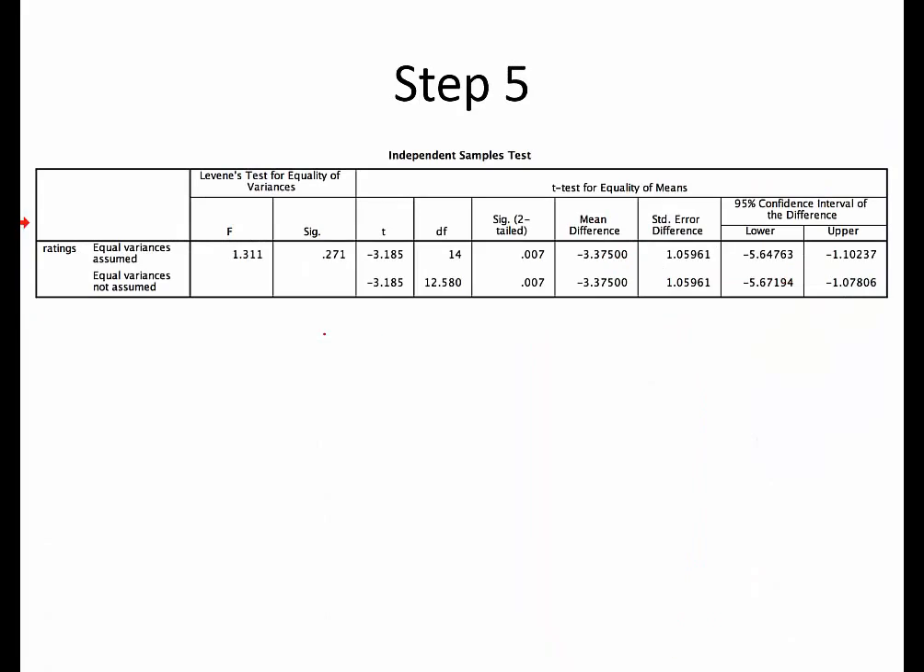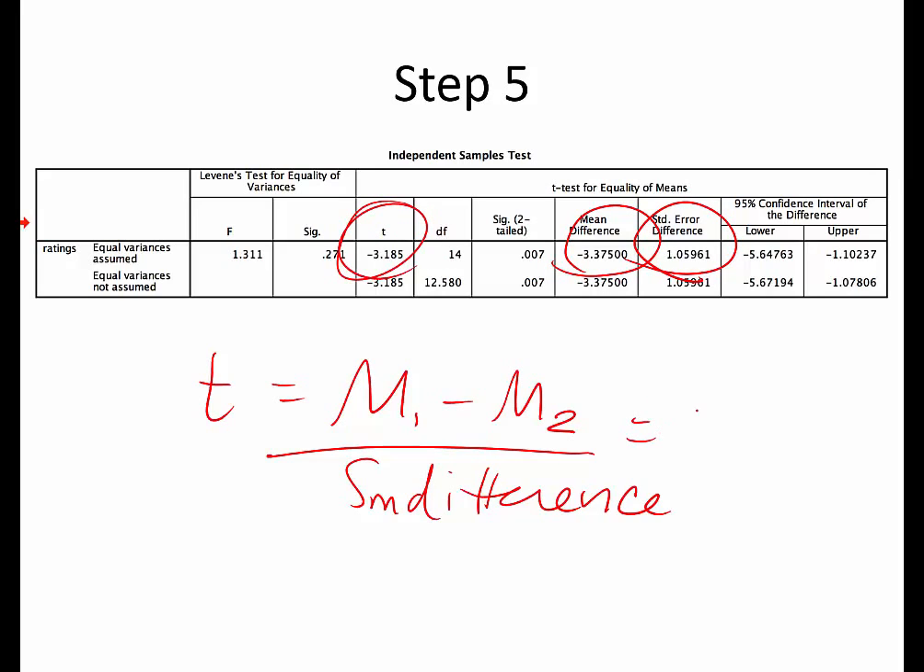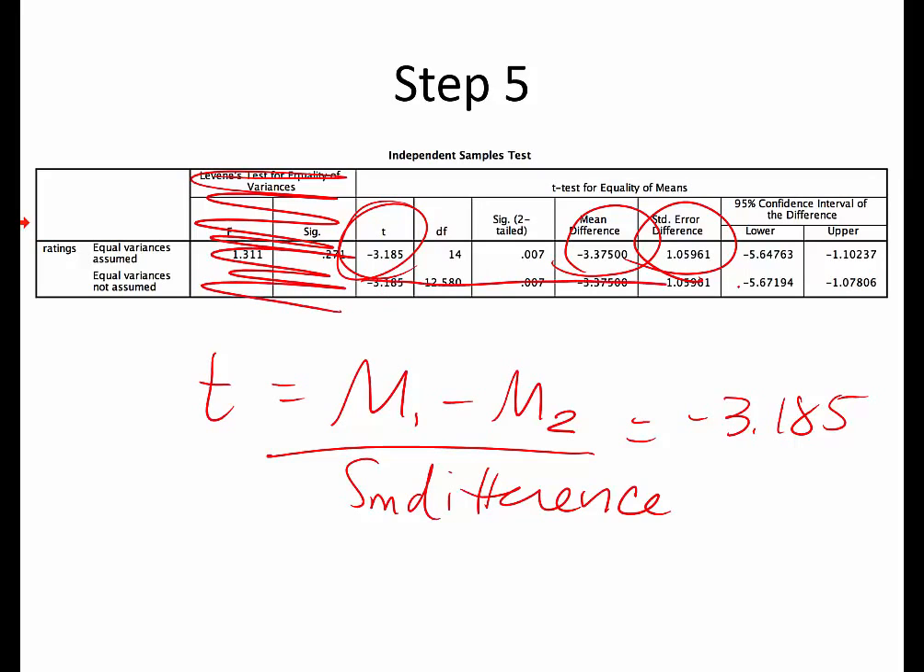All right. So for step 5, we want to calculate t. Well, t is technically mean 1 minus mean 2, whatever order you put them in, divided by standard error of the differences between means, not the difference scores. And so it gives you mean difference here, but standard error here, so that's how t is getting calculated. So in our case, it's negative 3.185. And would I reject? So the big thing about this is don't look at Levene's here, that's a different class, and don't look at the bottom line. So you really want to use this top line.